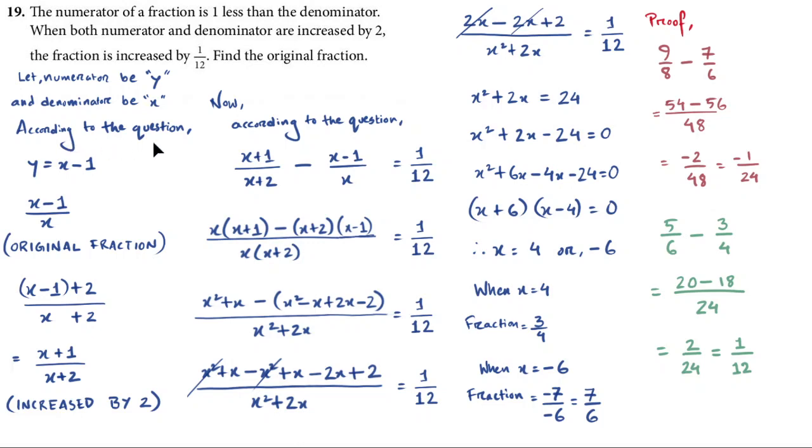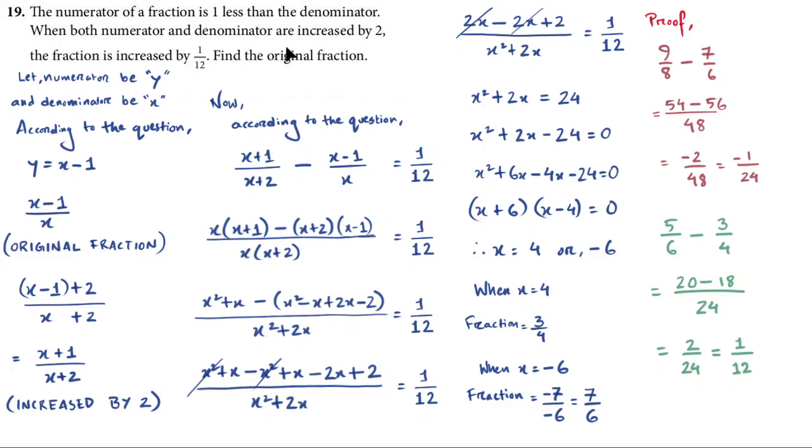So we can call this fraction y by x. According to the question, the numerator is 1 less than the denominator. So if the denominator is x, we can say y is x minus 1. So instead of writing y by x, we can also write x minus 1 by x. And this is the original fraction.